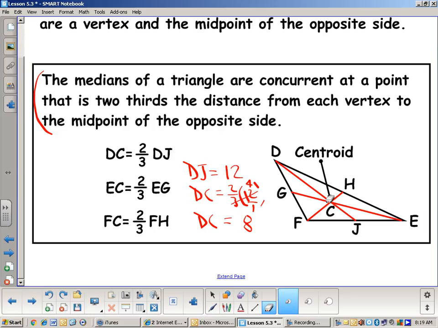Which makes them easy to find. If you don't have to construct, you can take your ruler and find the 3 midpoints, right? And then draw the lines connecting the vertex to the opposite midpoint. Makes it really easy to find them. Okay? And that center is called the centroid. Alright?